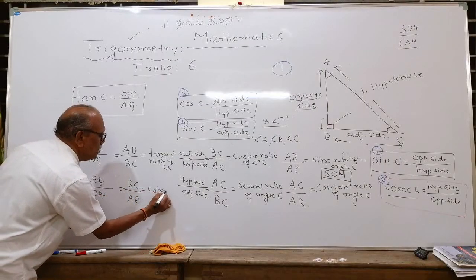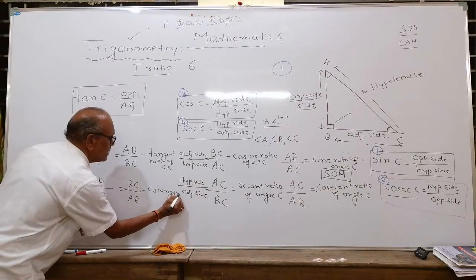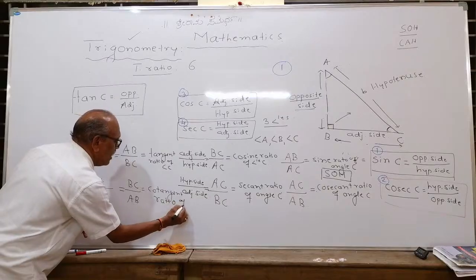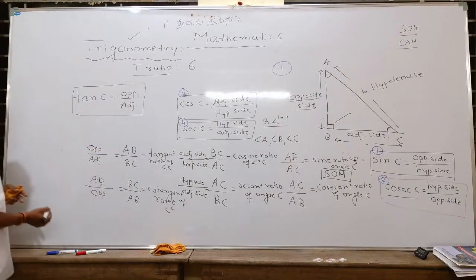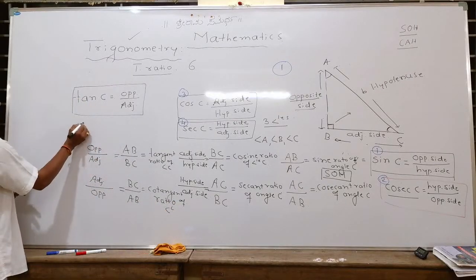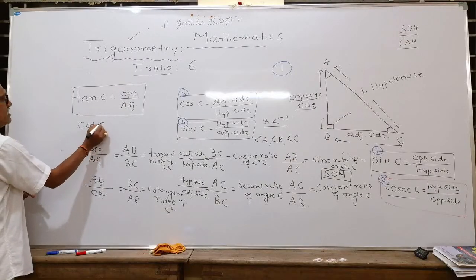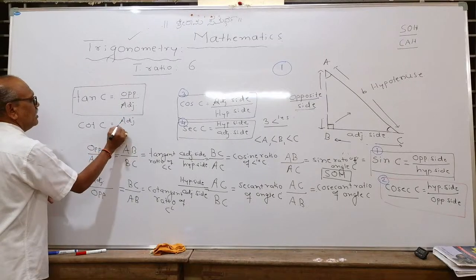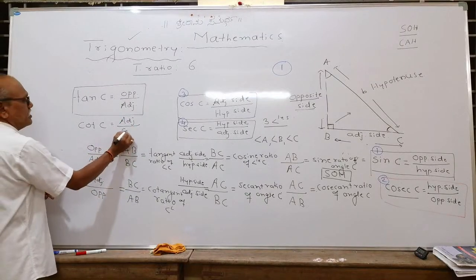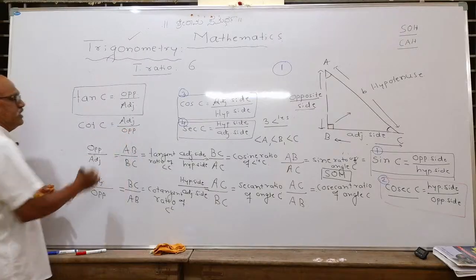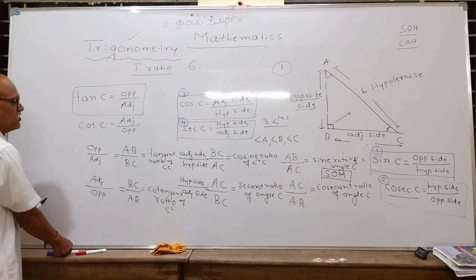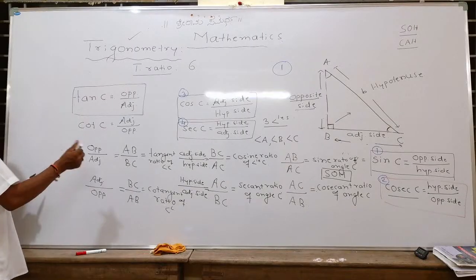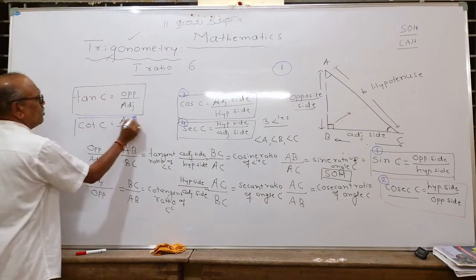It is called the cotangent ratio of angle C. In short, we write it as cot C, that is equal to adjacent divided by opposite side. Thus, we defined all the 6 trigonometric ratios, my dear students. This is the basic thing in trigonometry.